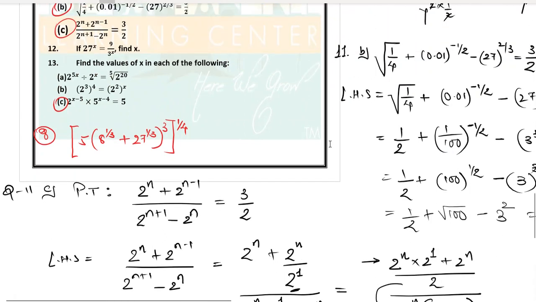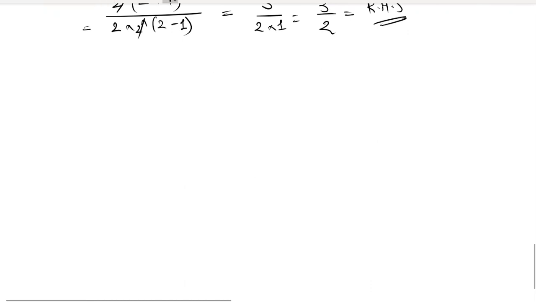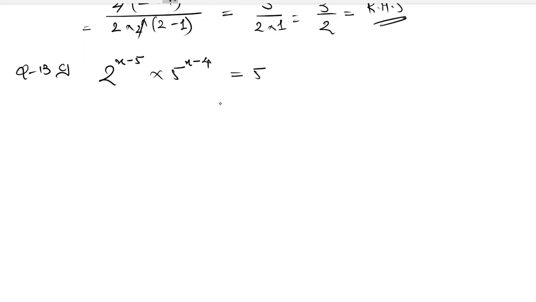Second last question. Last question of the worksheet, question number 13C. Find the value of x. Let's do it. Question number 13C. 2 raised to x minus 5 into 5 raised to x minus 4 is equal to 5.